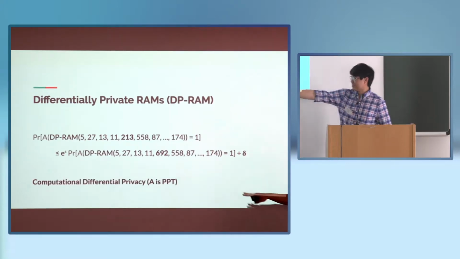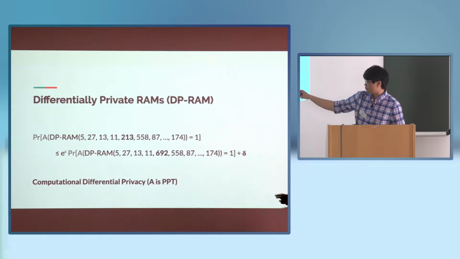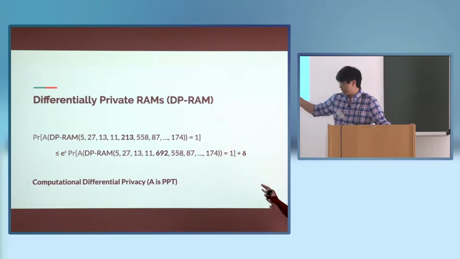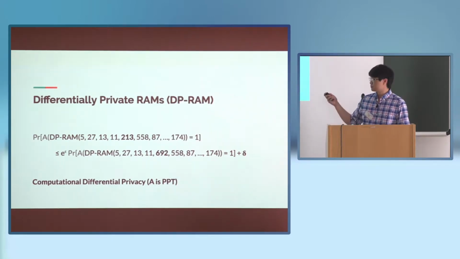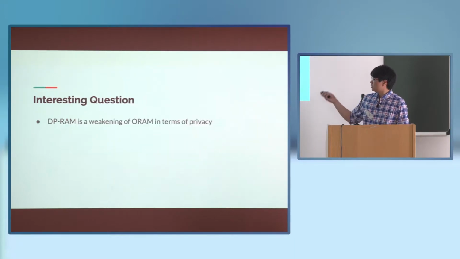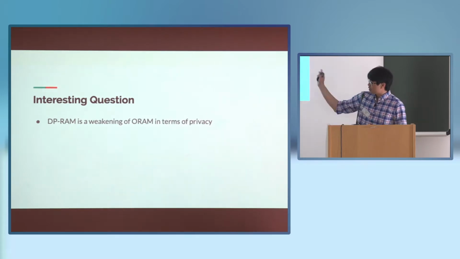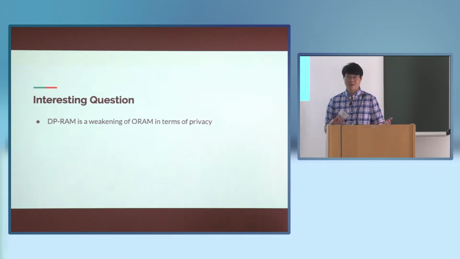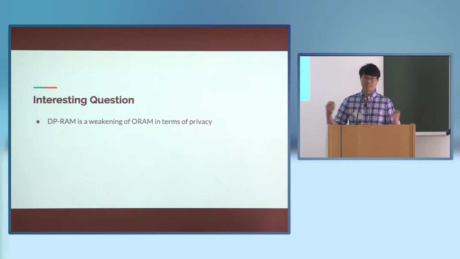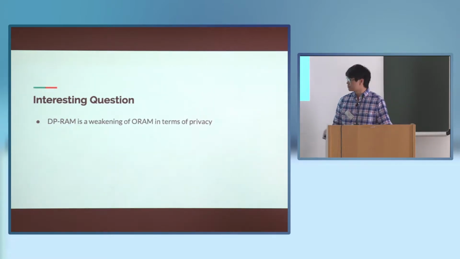Okay, so I just note that for computational differential privacy, we're considering A to be a bounded PPT algorithm, right? So this is computational differential privacy. Okay, so I sort of spoiled the result now, but an interesting question is, differentially private RAM is a weakening of ORAM, and in terms of privacy, much weaker. It seems right off the bat, much weaker, right? We're saying, hey, hide two patterns that differ at exactly one location, and we don't even want negligible difference anymore. We want this ratio of epsilon and delta, where epsilon's constant, maybe delta is some negligible function.